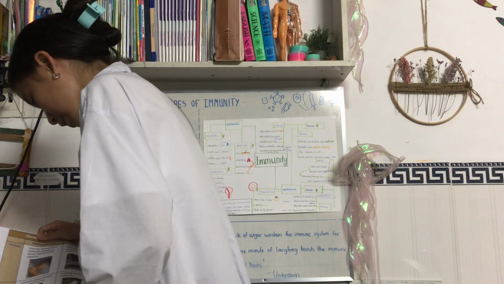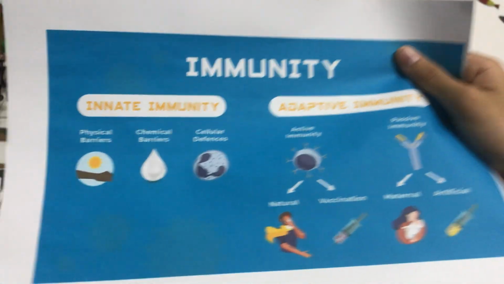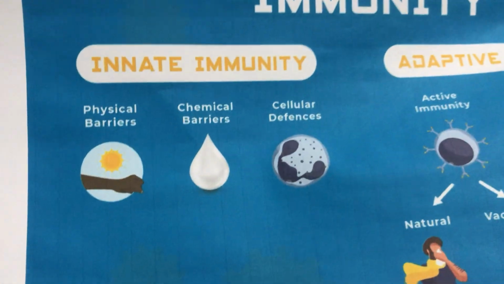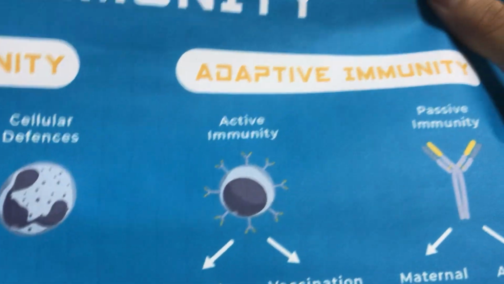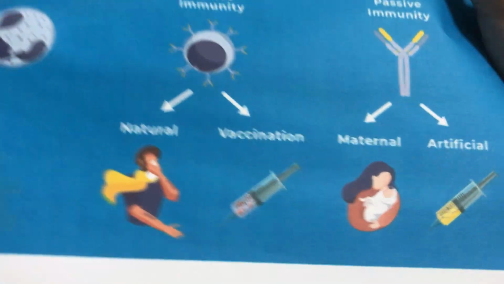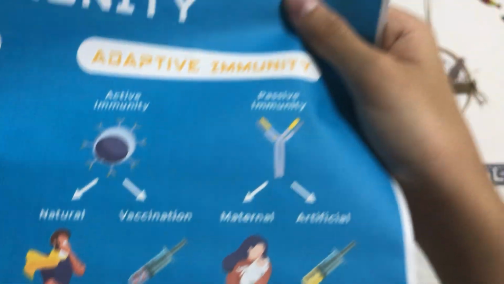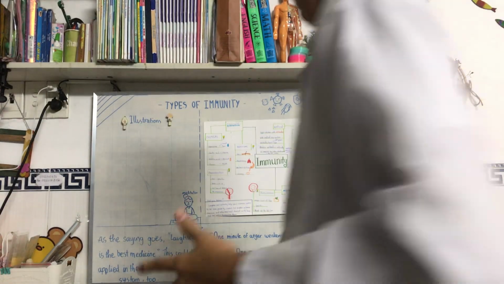Now, here's the mind map, which is just similar to my mind map. We have the physical barriers, the chemical barriers, and the cellular defenses for our innate immunity. As for our adaptive immunity, we have active and passive immunity, the natural and vaccination. And we also have maternal and artificial, like I've also explained in my video a while ago.